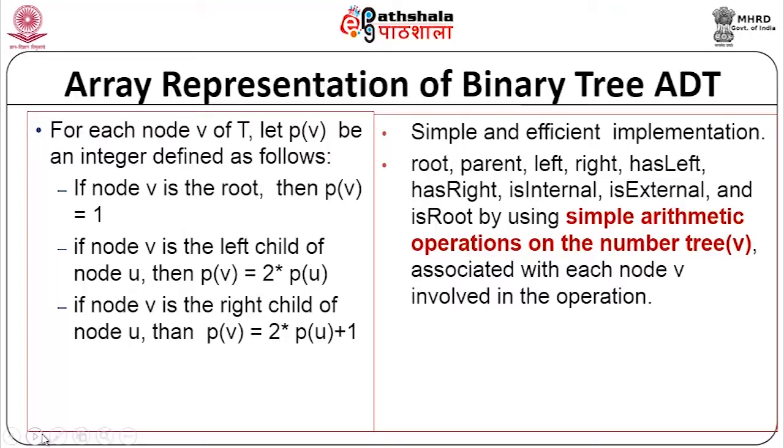So, 7 by 2 3, and if I want to find the parent, that is, left and right, it is just 2 into 3 and 2 into 3 plus 1. If it has a left child, you calculate the position and find whether it is occupied. Similarly, for internal, I have to find the position again and see whether it is occupied.